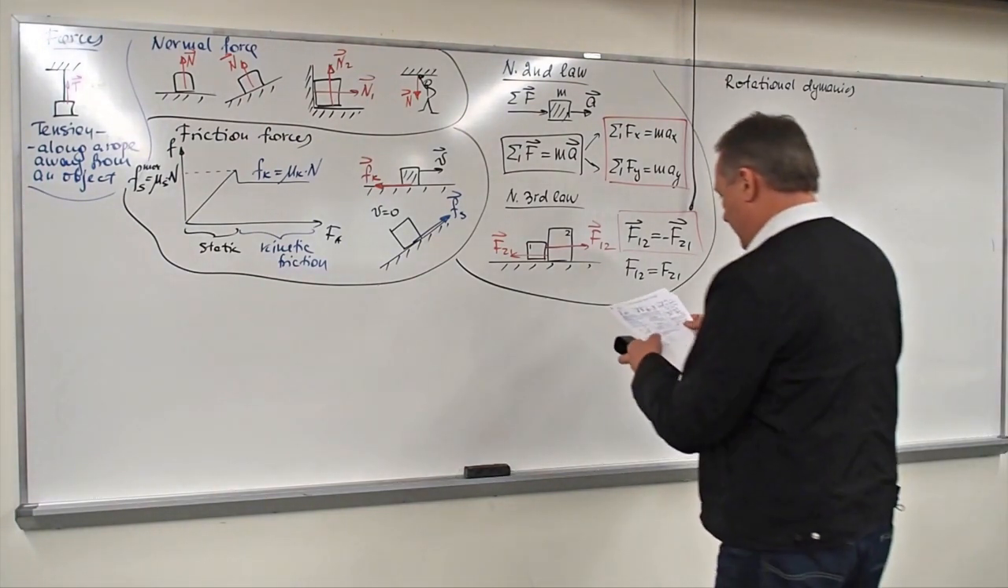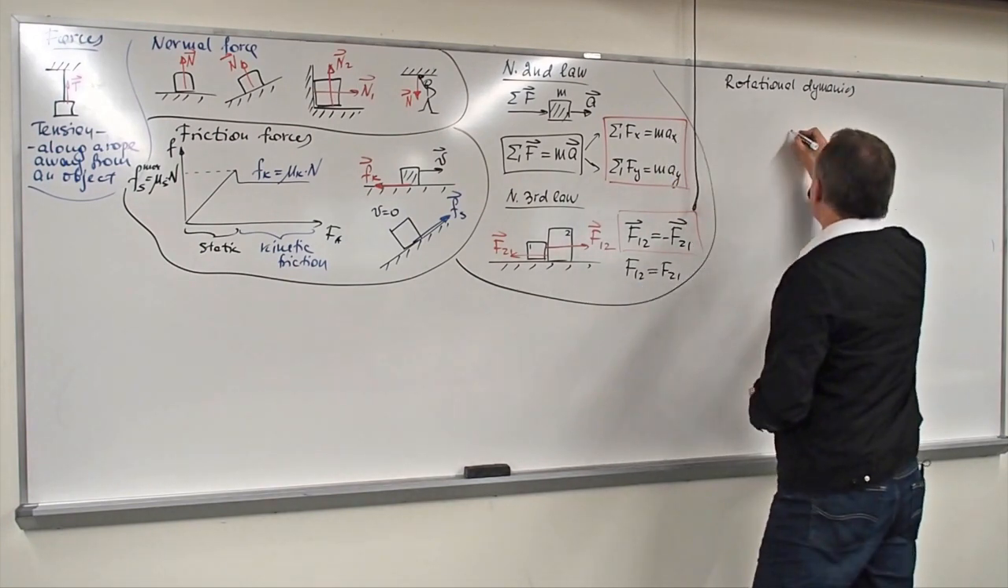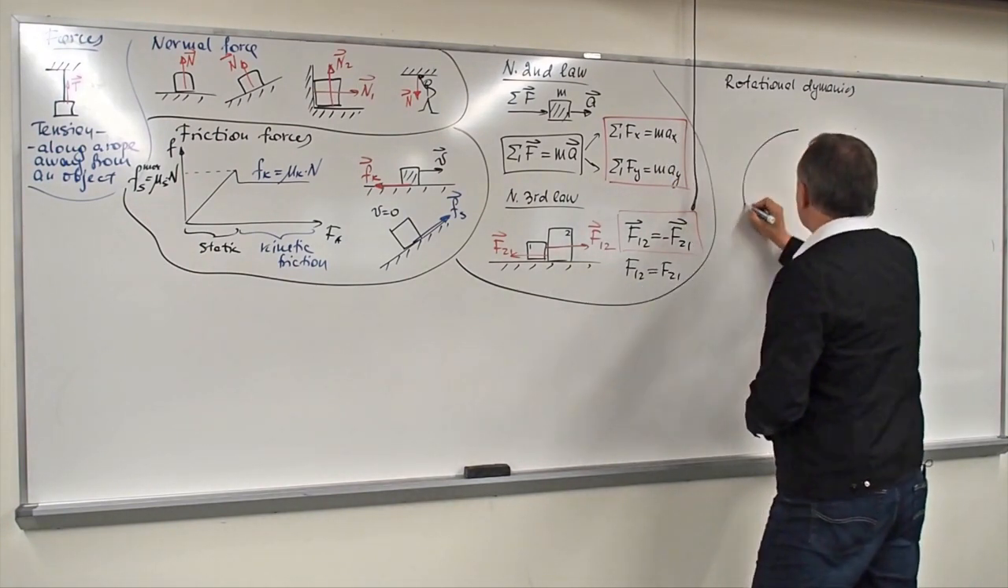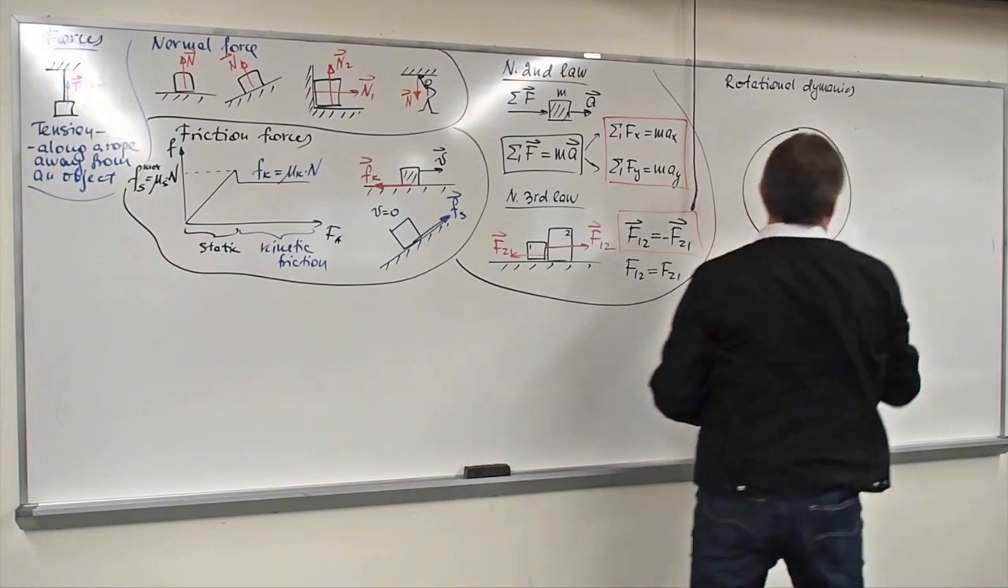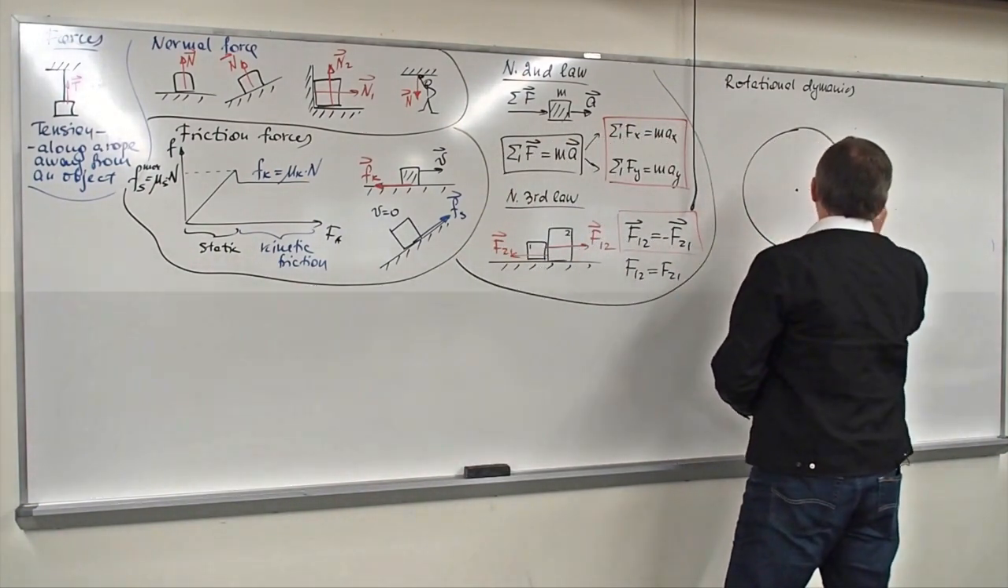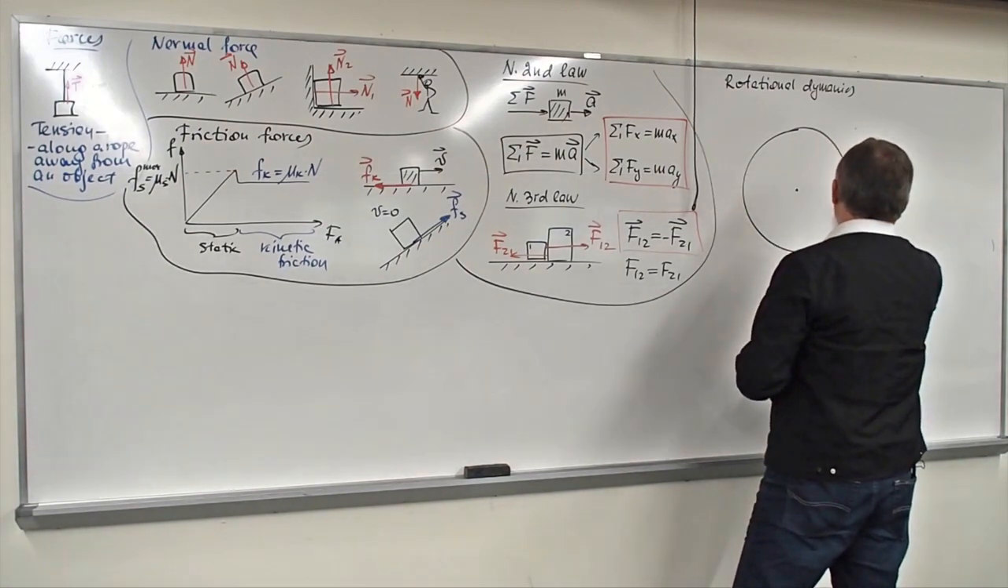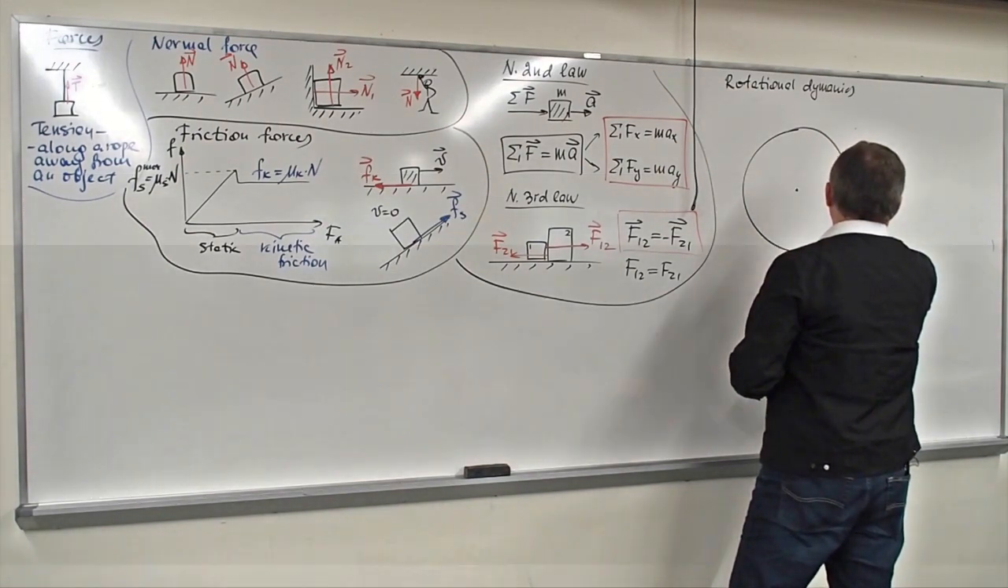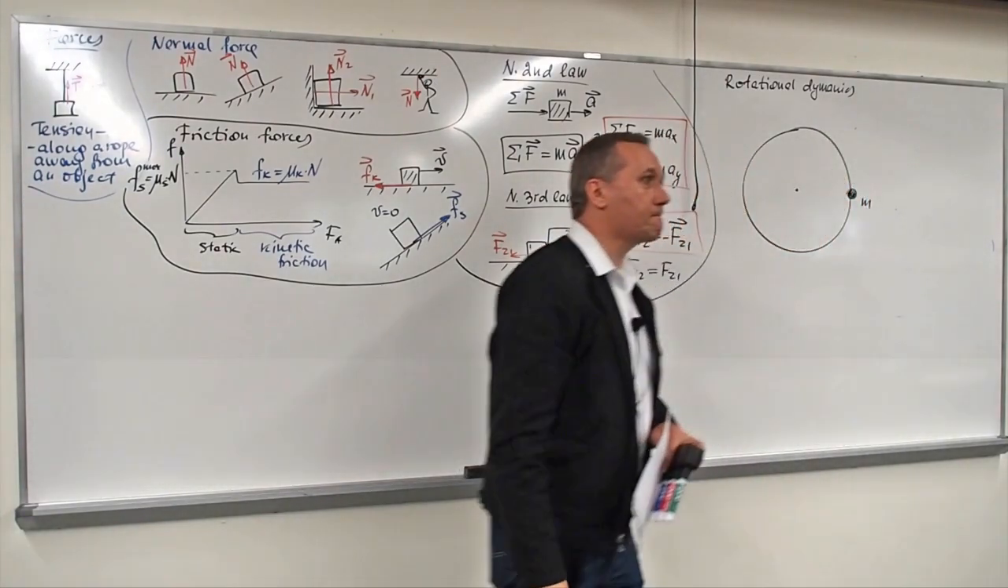Okay, so let me just draw some imaginary rotational motion. Something like this. This is the center of a trajectory. Let's say this is our object, of mass m.